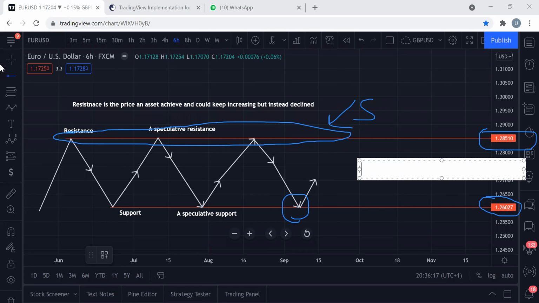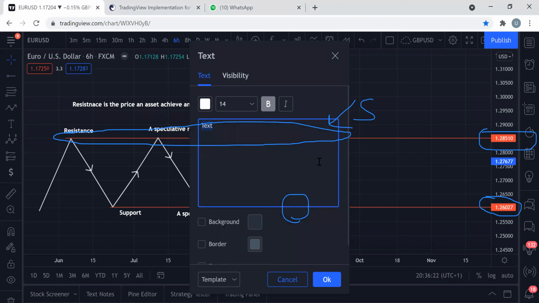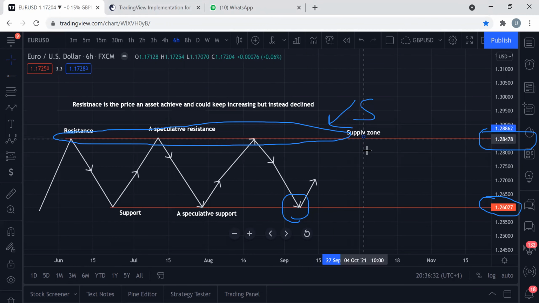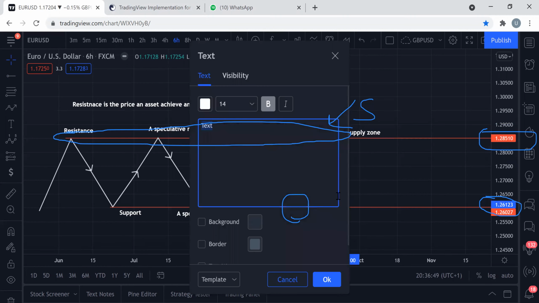We call it supply zone. Supply zone. That means a lot of people have that commodity and they want to sell off at this area. So since everybody is bringing out their rice or whatever it is to sell off at this point, that means there's a lot of sellers here, and that makes this place a supply zone. On the other hand, this is the price where everybody wants to buy at, and that makes it the demand zone.